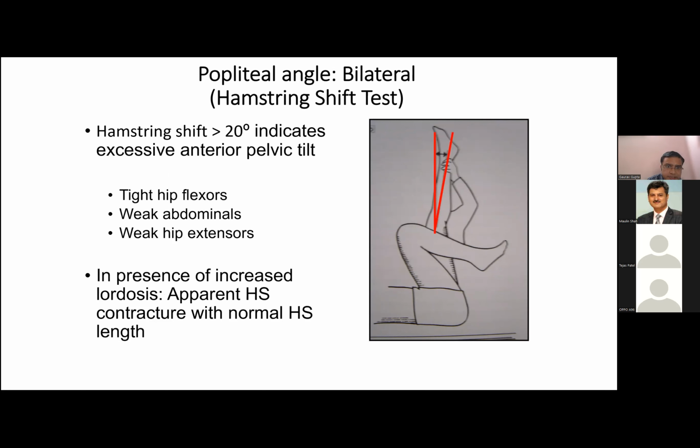In the presence of increased lordosis, there can be apparent hamstring contracture, with normal hamstring length, and in those cases, hamstring release will not work. Rather, we should work on hip flexors, weak abdominals, and weak hip extensors. There's one more angle which is known as popliteal shift, where we are checking the R1 and R2 as suggested in the Tardieu scale, and this change can tell us whether we should release the hamstrings or use Botox. So popliteal shift is different from hamstring shift.